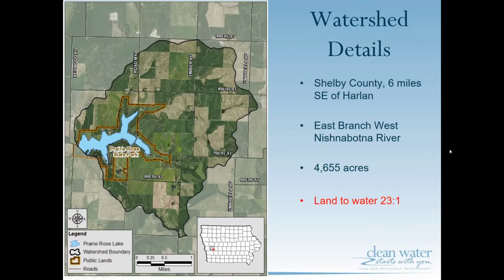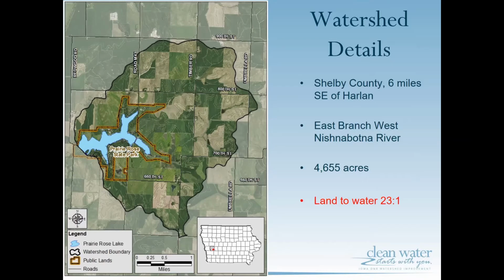So if we compare that to the lake itself, the ratio of land to water is 23:1. Now what that means is for every 1 acre of lake, there are 23 acres of land. So when we start talking about pollutant sources and allocations, things like that, it's definitely important to see what's going on with the land to go ahead and then try to improve things going on in the lake.